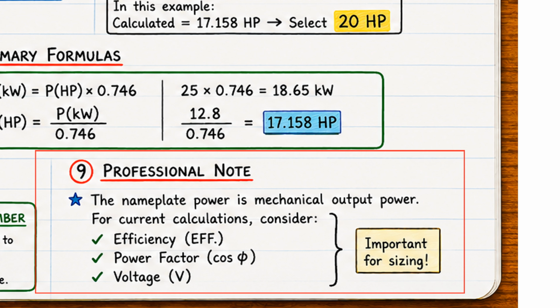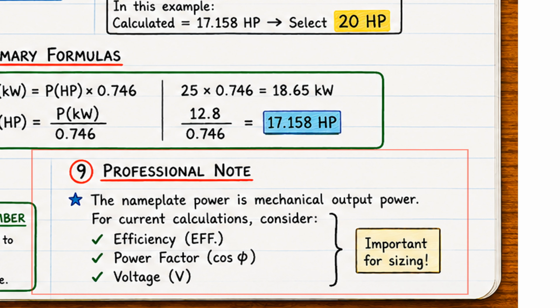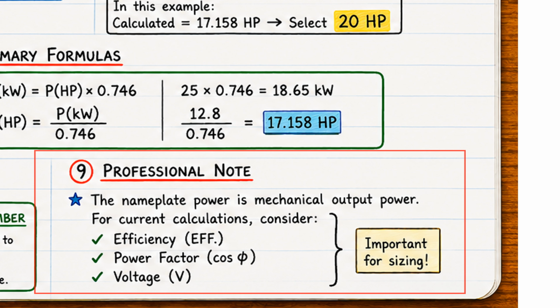We also learned that when selecting a motor, we should always choose the next higher standard motor rating rather than a size below the calculated requirement. This ensures reliable operation, provides a safety margin, and helps prevent motor overload during normal service.